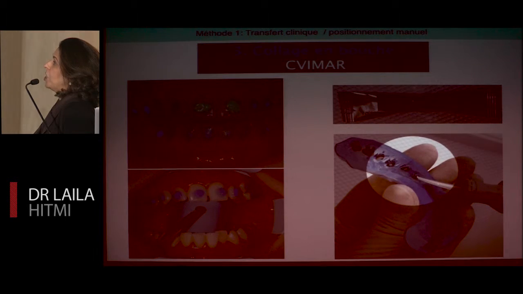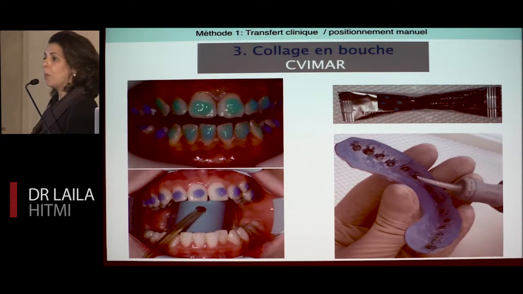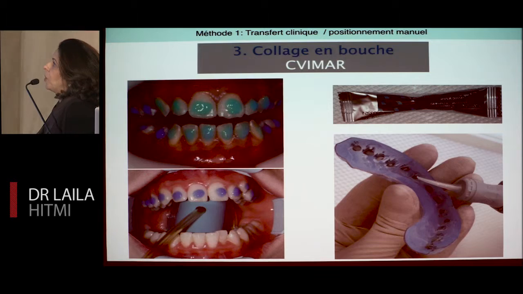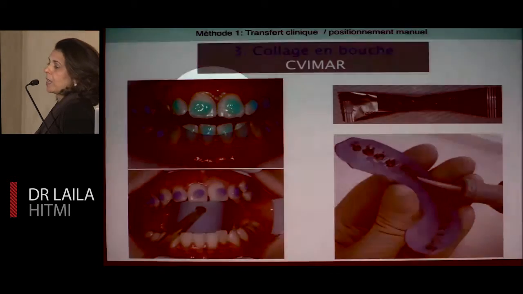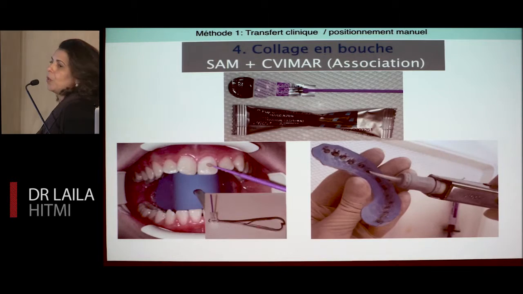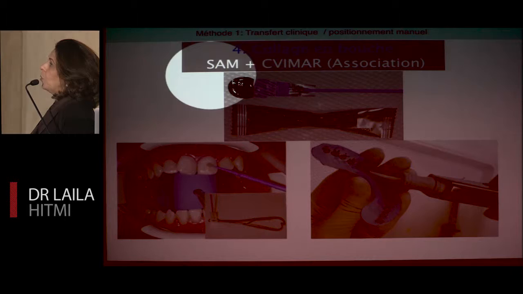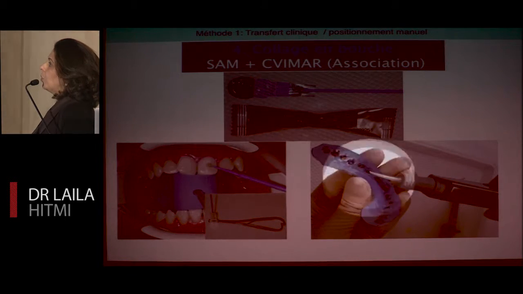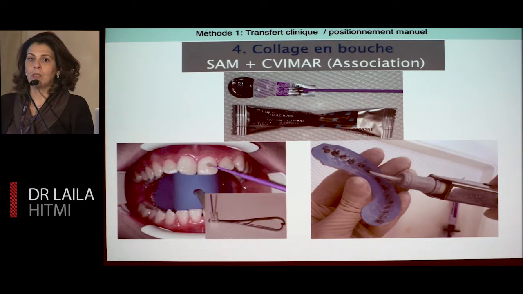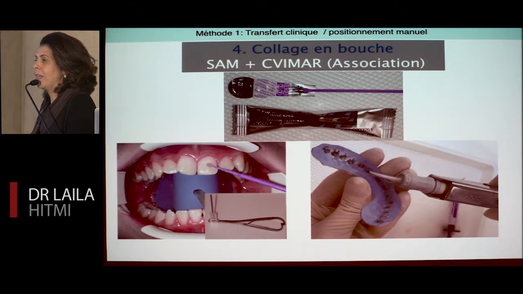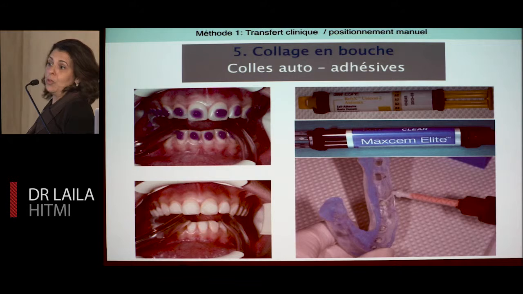Or you may decide to put glass ionomer, and it's completely compatible with your resin. You etch with the polyacrylic acid or the other product, depending on what you do usually. And you can use the self-etching one or the glass ionomer. This is what I do daily for my cases.